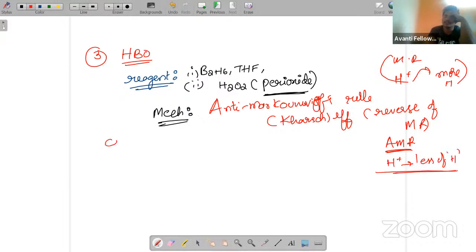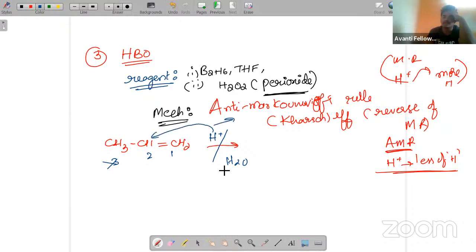Now, the best example: CH3, CH, double bond, CH2, taking H plus in the presence of H2O. This H plus has positions 1, 2, 3. It should not go to the third because of the addition reaction. The H plus will go on the second carbon because of the Kharasch effect, or anti-Markovnikov rule, since it attacks the carbon with fewer hydrogens.